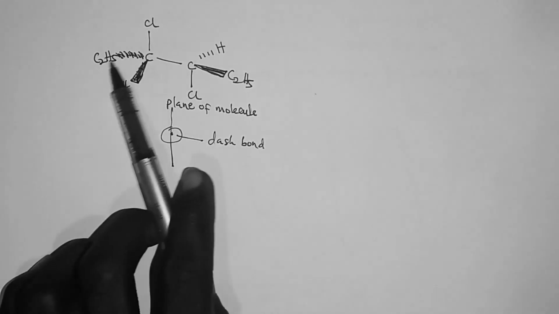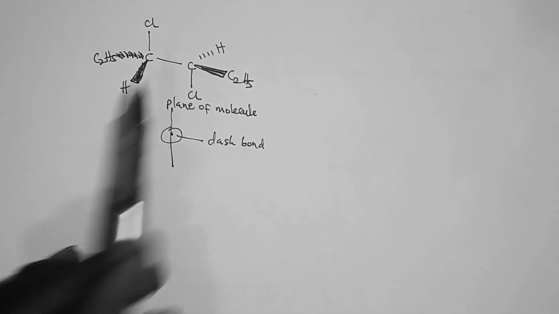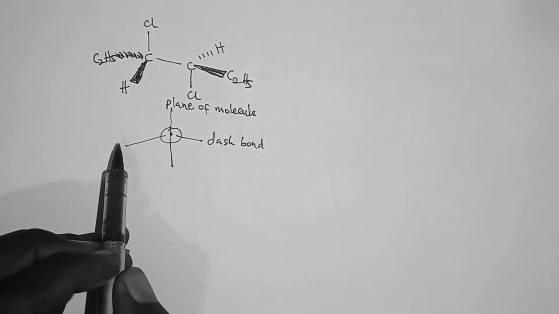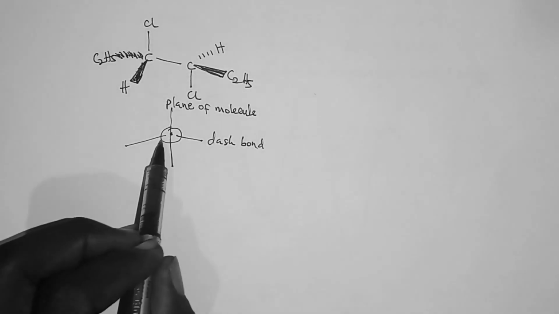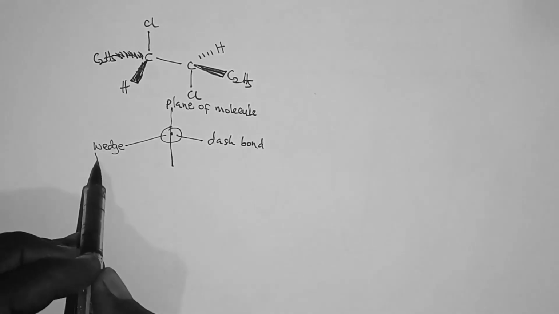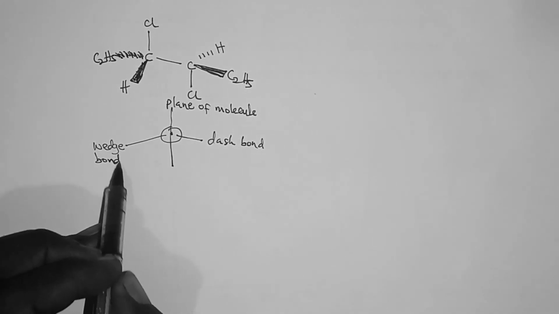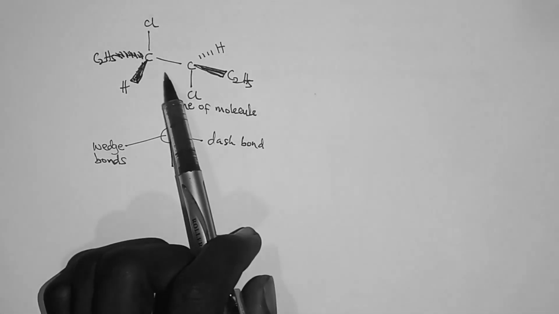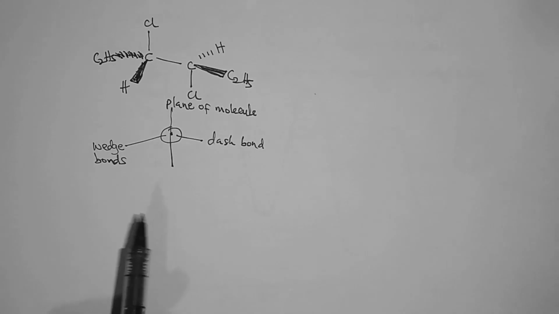So for this bond and this bond, they are going into the plane. And then on the left hand side, the bonds that are put on the left hand side are the wedge bonds. And then the wedge bonds are the bonds that are coming out of the plane. So let's draw this molecule in Newman projection.